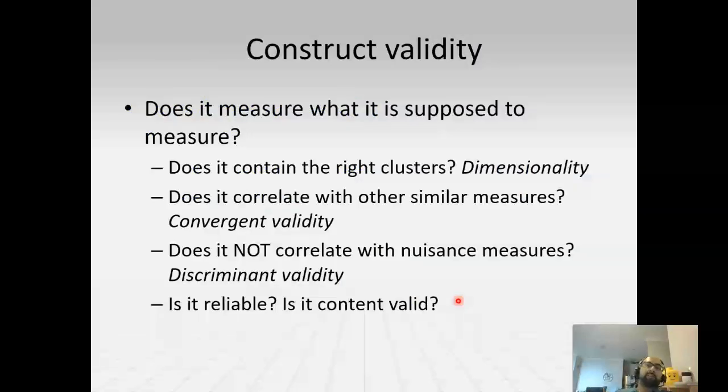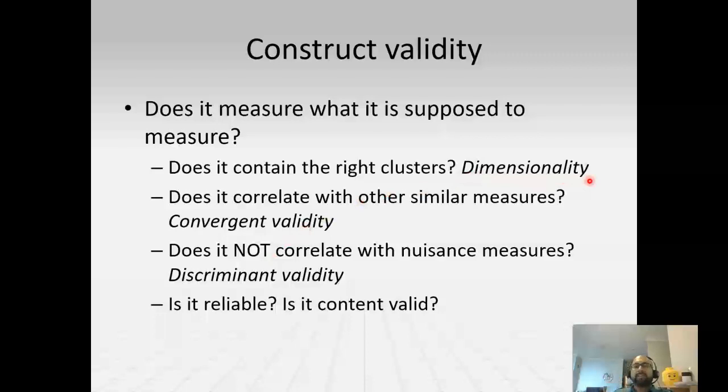Lastly, we have construct validity. Basically, does the selection tool or test measure what it is supposed to measure? Construct validity encompasses the other two kinds of validity as well, including and as well as reliability for that matter. It also has a few additional requirements. So construct validity also requires clear dimensionality. What does that mean?